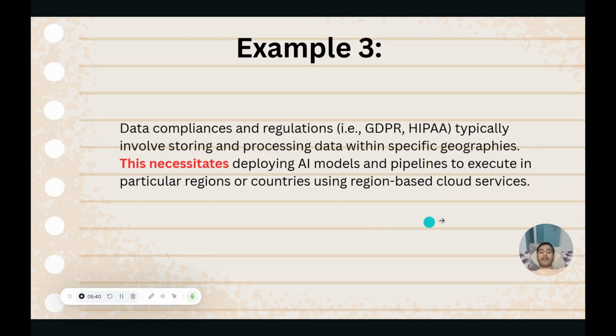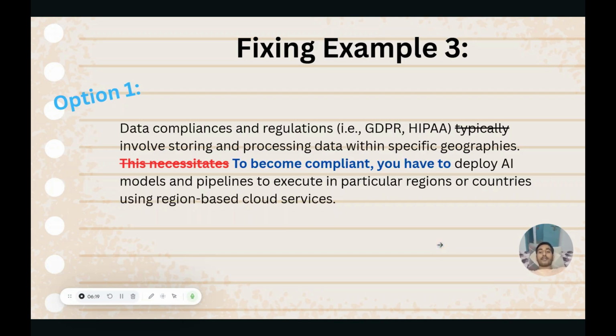Now, in example number three, you can see what is happening. We have a first sentence, and the second sentence is saying that the first sentence is making it necessary to do something. So there are various ways to fix this. One is you take the outcome part and make it the leading part of your sentence. So instead of taking the reader through the journey and then the final part, show the reader what the final part will be, then take the reader through the journey.